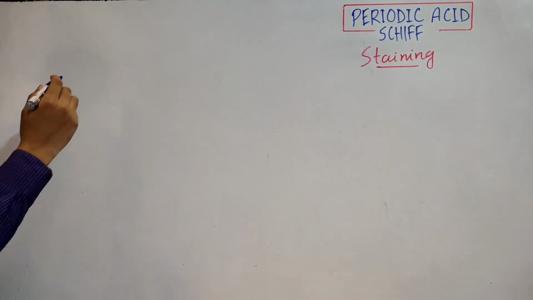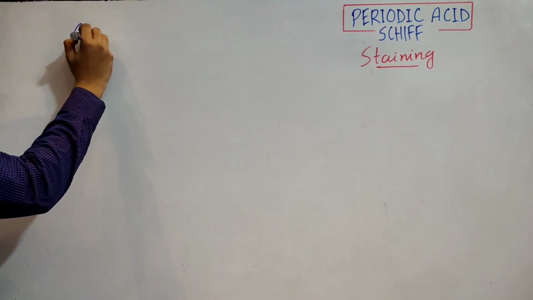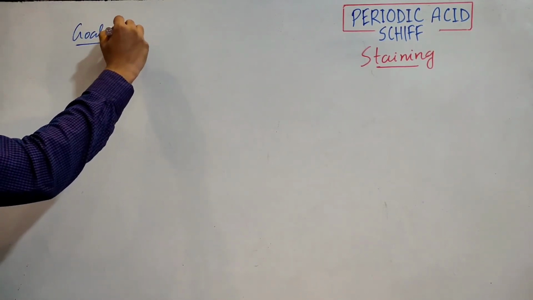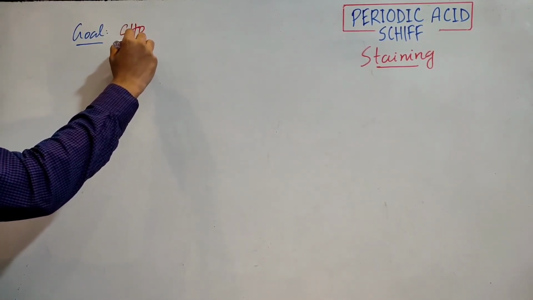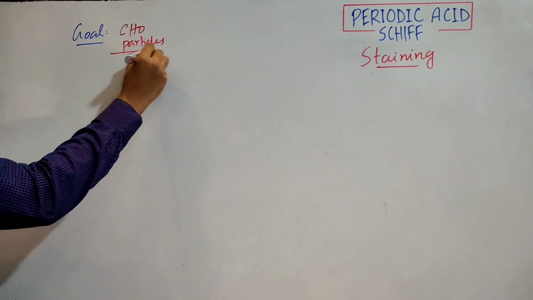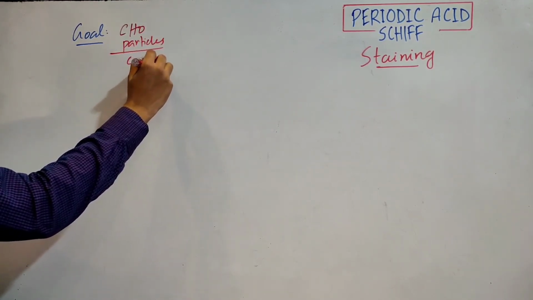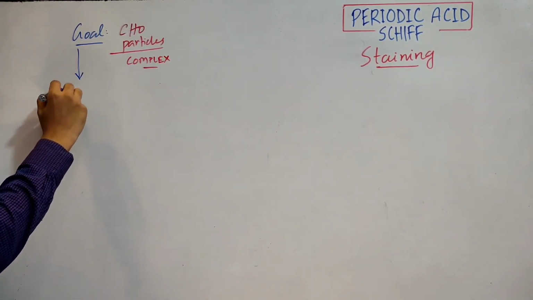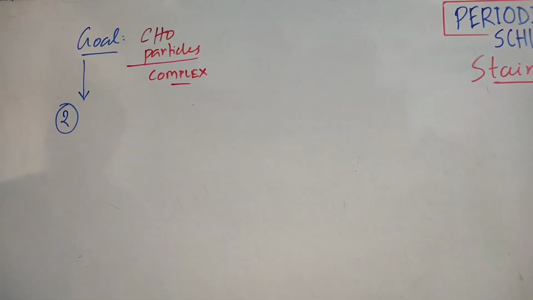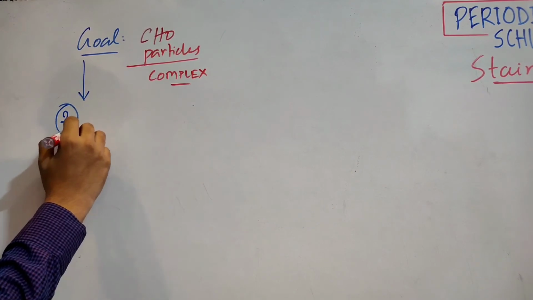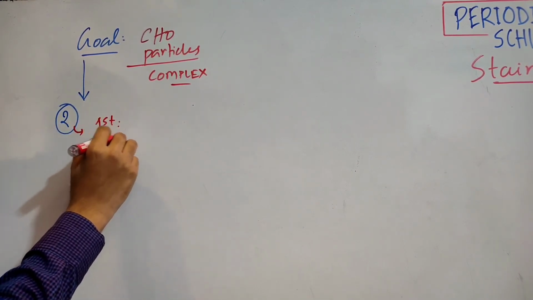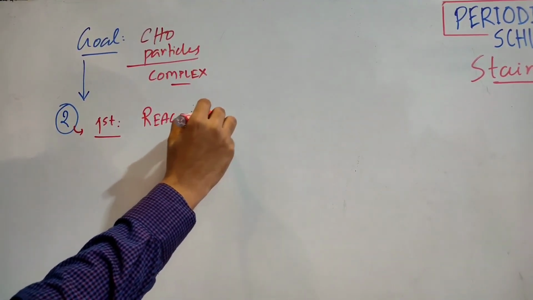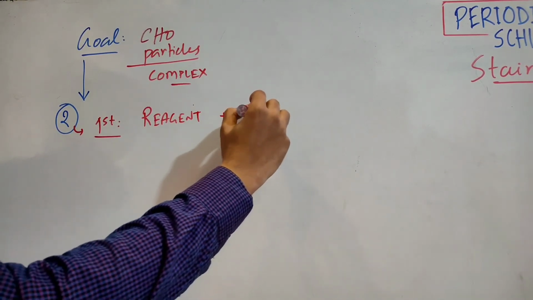So what's the goal of periodic acid-Schiff staining? The goal here is to visualize the complex carbohydrate particles. So we want to visualize the carbohydrate particles, and more accurately, the complex carbohydrate ones, right? So we need to do actually 2 reactions to get this. So what's the first reaction? Let's look at the reaction here. For the reaction, we need, as always, a reagent, and then we need a substrate.